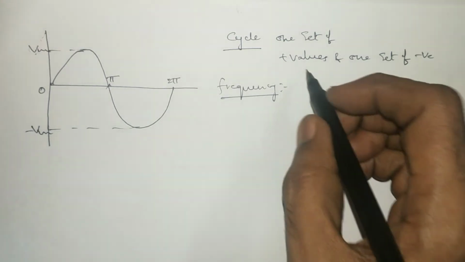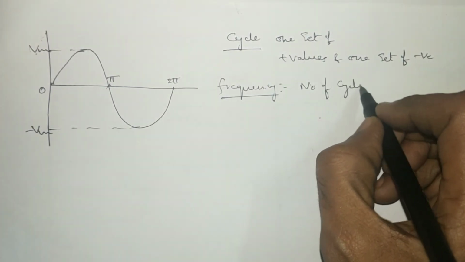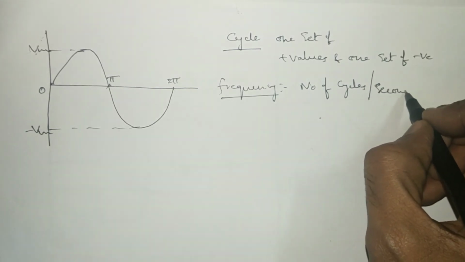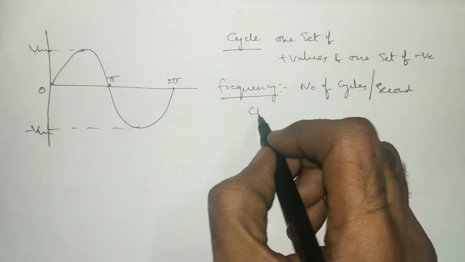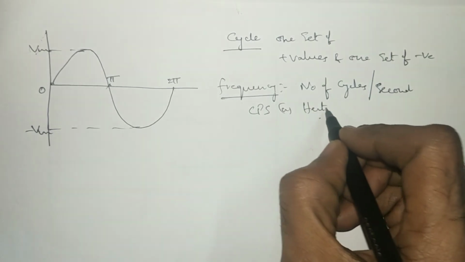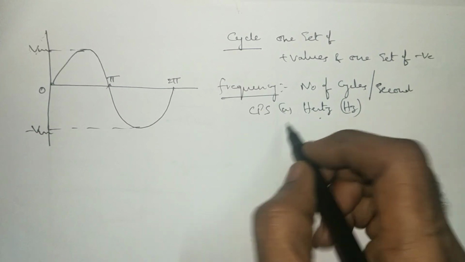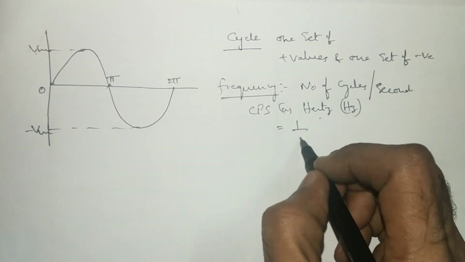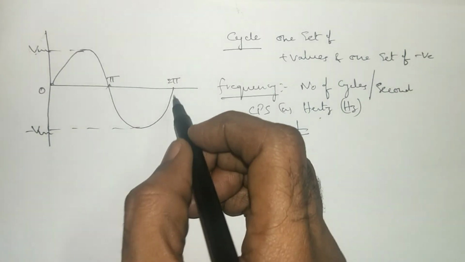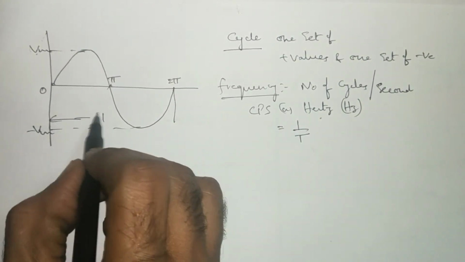So frequency means the number of cycles generated per second, and it is measured in CPS, cycles per second, or Hz. And this already we have considered: f is equal to the reciprocal of the time period. Time period means the time taken for one complete cycle.